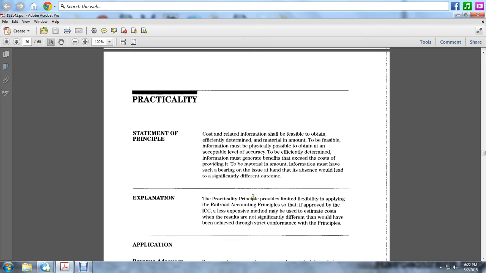This principle provides limited flexibility in applying the railroad accounting principles, so that it is improved by the Interstate Commerce Commission. A less expensive method may estimate cost when the result is not significantly different from what would have been achieved by strict conformance with the principles.